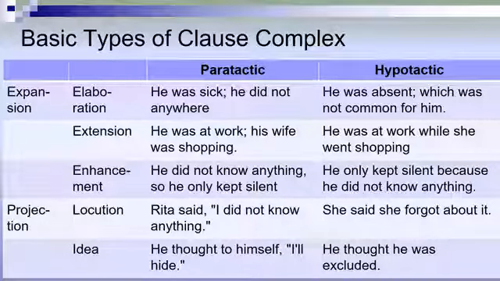Extension, we have it's expanded a little. The secondary clause is an extension of the primary clause. He was at work. His wife was shopping. So his wife was shopping is not connected directly with the work, but it's an extension of he was at work. He was at work while she went shopping. That's the hypotactic relation with while as a marker.